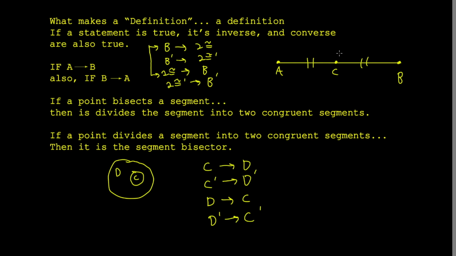If you're doing this in class, you're probably going to need to say the if-then. If a point is the midpoint, then it divides the segment into two congruent segments. Later on, you might be able to just say definition of midpoint for each of them. Again, as always, ask your teacher.